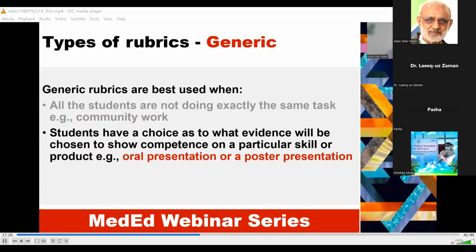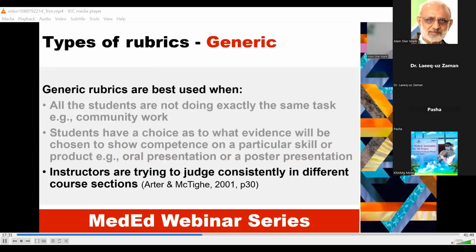Students have a choice as to what evidence will be chosen to show competence on a particular skill or product, for example, oral presentation or poster presentation. Instructors are trying to judge consistently in different course sections.